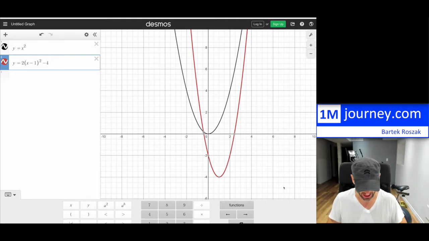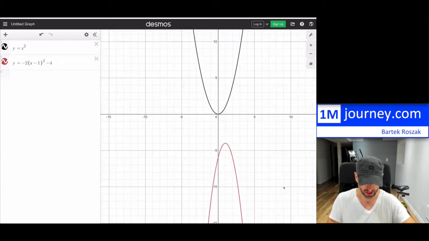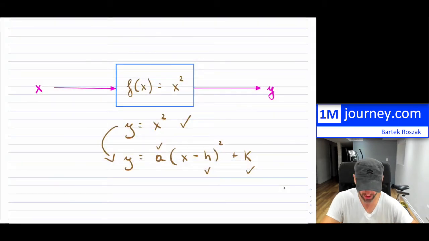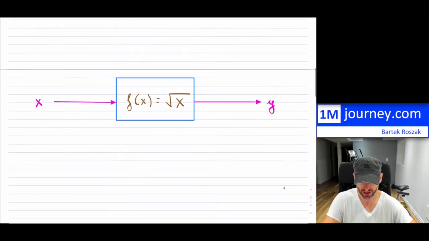So if I make this negative right here, it's going to make that negative. But our parent function is just x squared, and everything else comes from that. Now, what other parent functions do we have that you maybe have not seen as much in the past? So here's an interesting one.